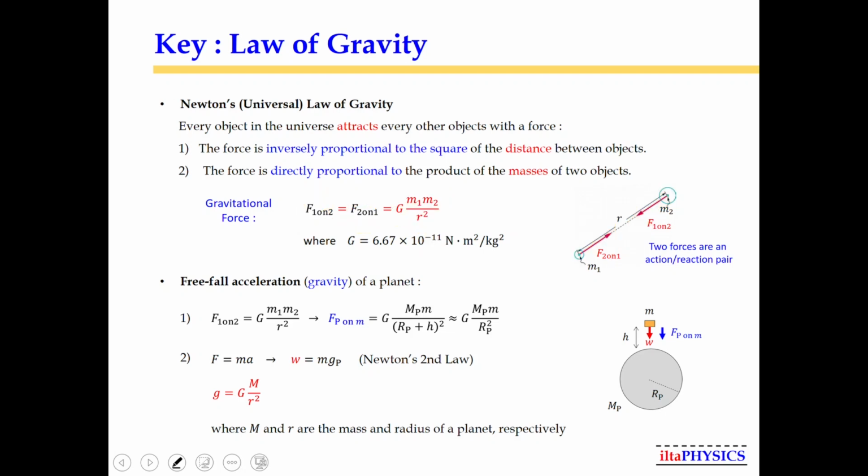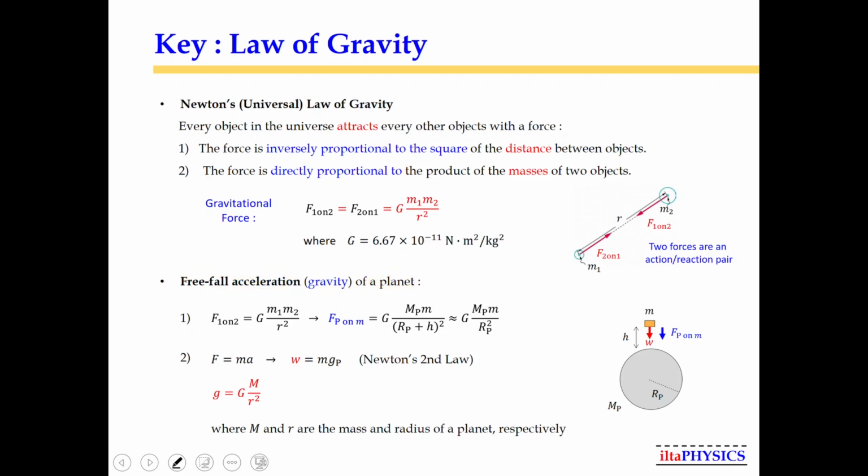At this time, the proportionality constant, which is the universal gravitational constant, is 6.67 times 10 to the power of negative 11 Newton meters squared per kilogram squared. It is an extremely small constant. By using this law of attraction between objects, we can calculate the free fall acceleration on any given planet, which we commonly call the acceleration due to gravity.